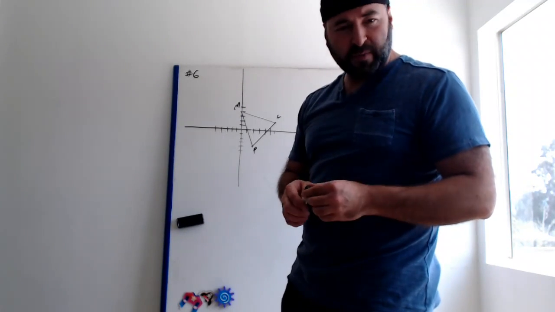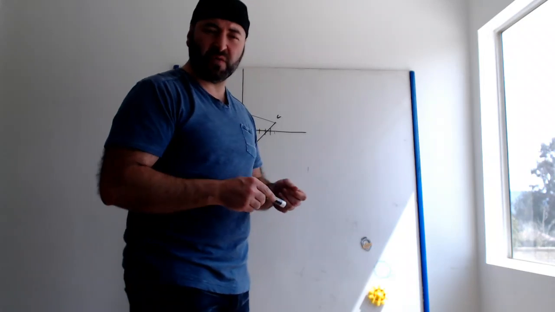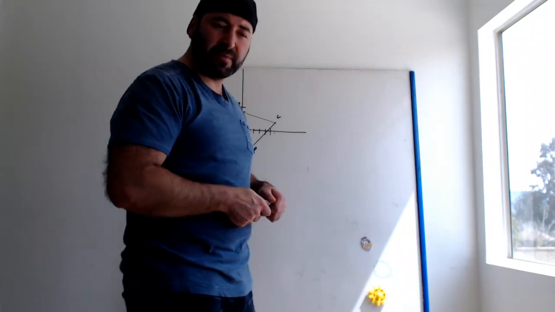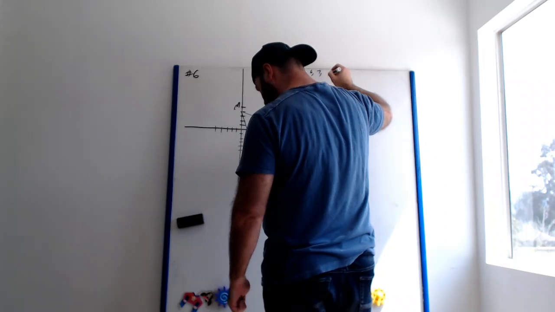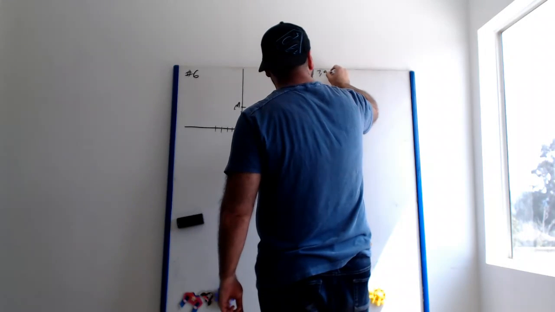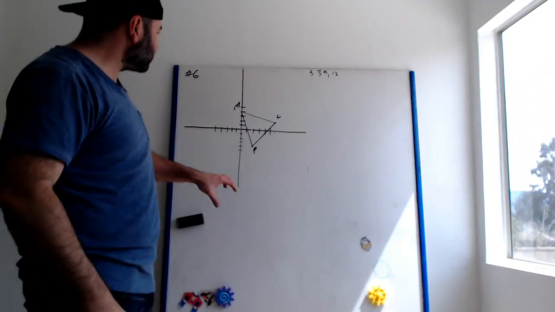I'm going to go over a couple questions from the 6.1 to 6.4 review. There were a few questions on there. The questions I'm going to be going over today are 6, 7, 9, and 12. So those are the four questions I'm going to go over. I already have number 6 drawn on the board.